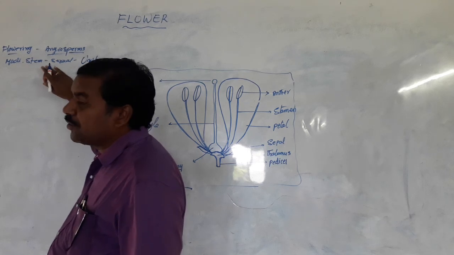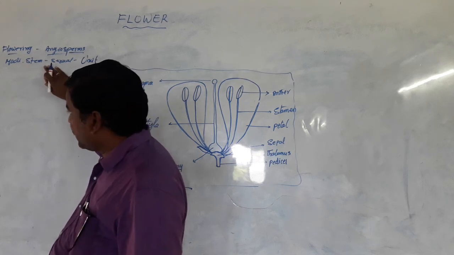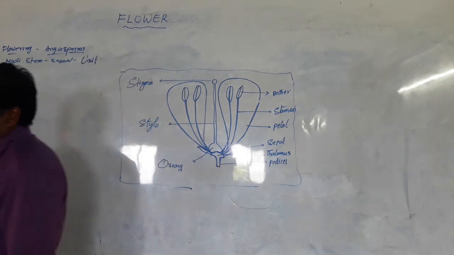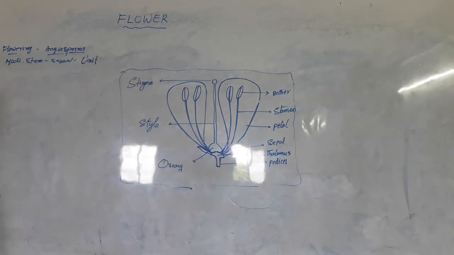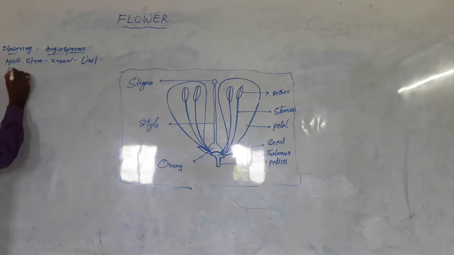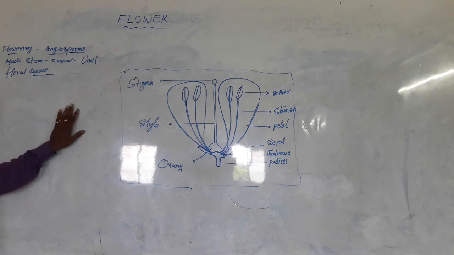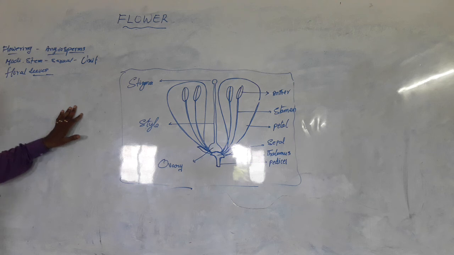Leaves present at the 4 nodes of the flower are modified into floral leaves. The leaves found on the modified stem, the flower, are considered floral leaves. They are called floral leaves. In this way, the stem is modified into a flower.